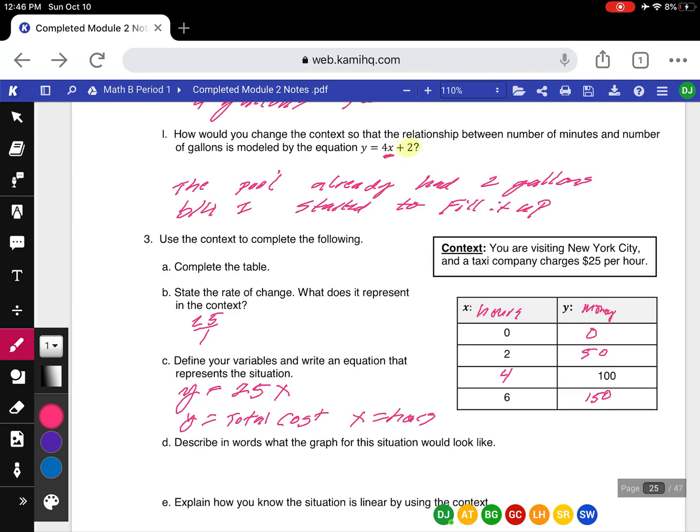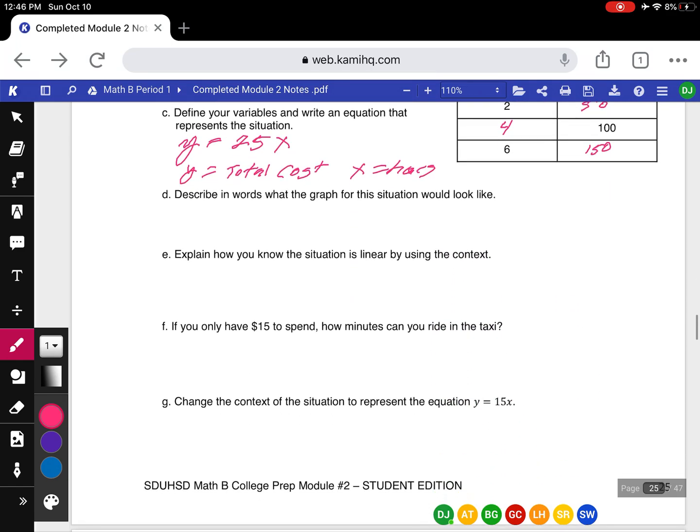Now describe in words what the graph for the situation would look like. Well, it would be linear, it would be continuous, because in a taxi, if it's $25 an hour, it's not $25 for the whole hour. Let me restate that. It's $25 for the entire hour, but you can be charged for a fraction of an hour.